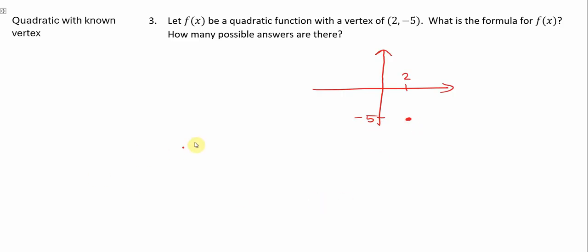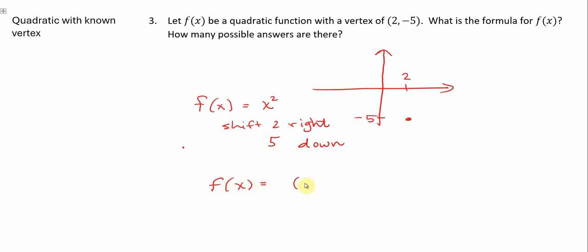Now, from what we have so far, we can say some fairly basic things that are still correct. f of x is going to be equal to x squared, right? But it's going to be translated. It's going to be shifted 2 to the right, and it's going to be shifted 5 down. So f of x equals, 2 to the right means we're going to replace this x here with x minus 2. And then 5 down, we're going to have a minus 5 here.